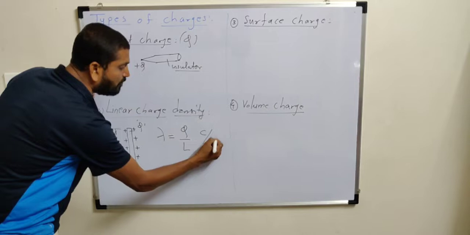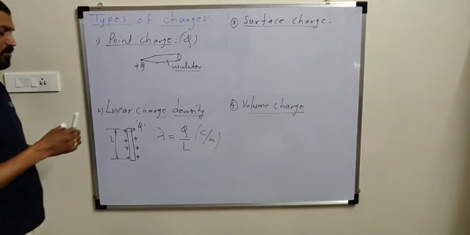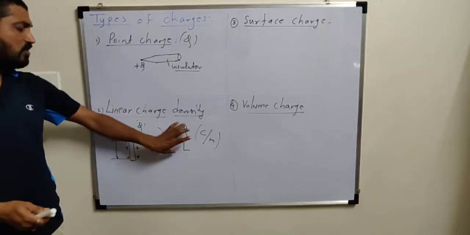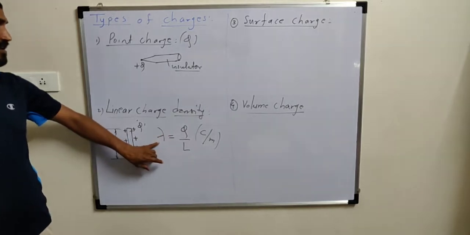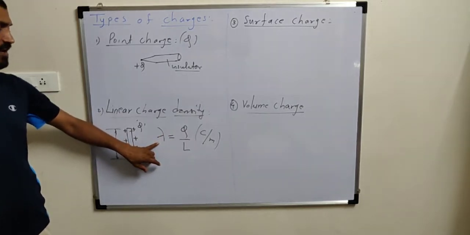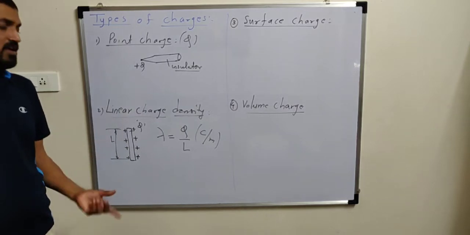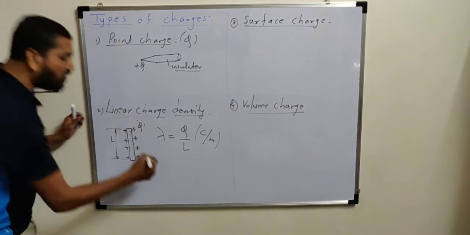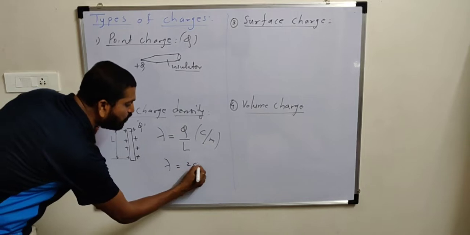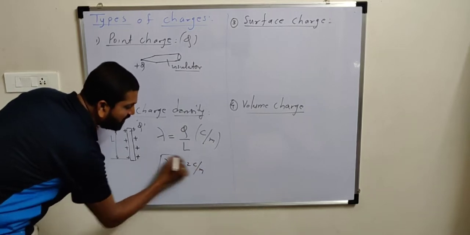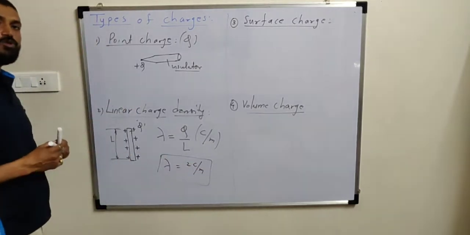SI unit is coulomb per meter. No doubt it is scalar, because charge is scalar, this distance is scalar, so scalar divided by scalar, the ratio will be scalar. So linear charge density is a scalar quantity, and it helps us to get the charge on a desired length. For example, for a given body, if lambda is given as 2 coulomb per meter, what does it imply? 2 coulomb is the charge on 1 meter.